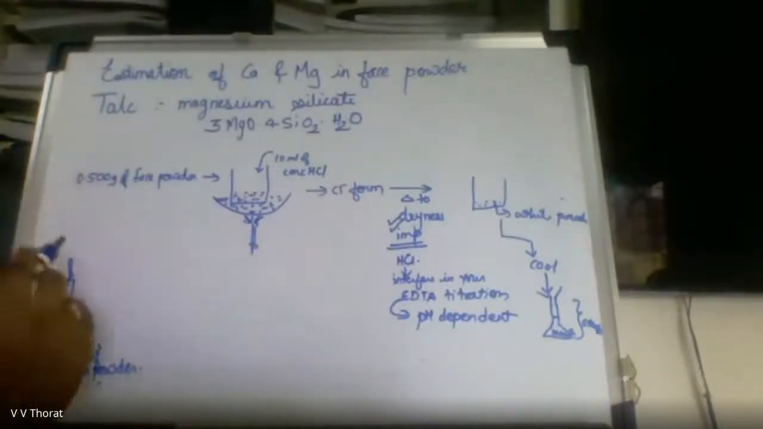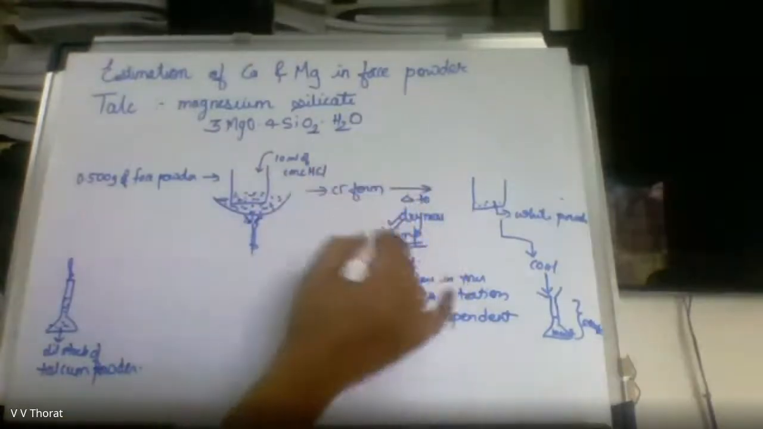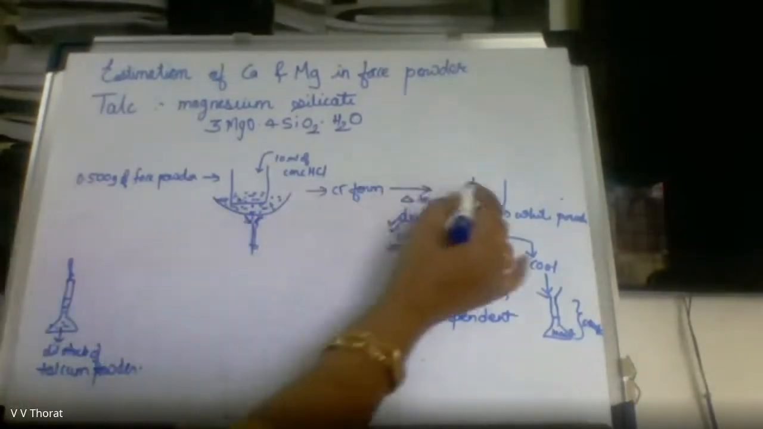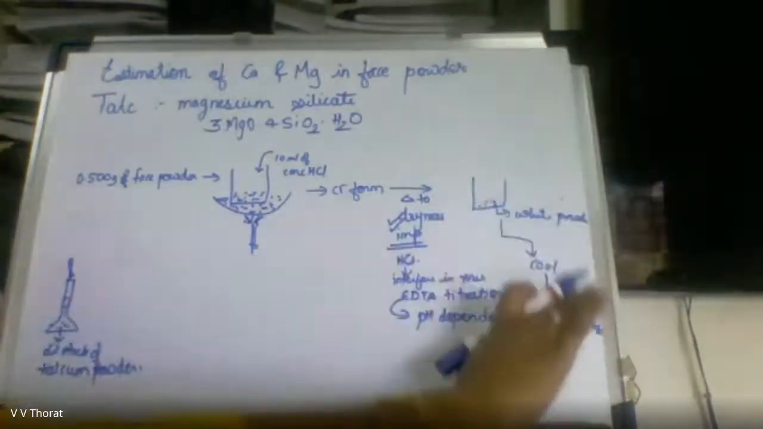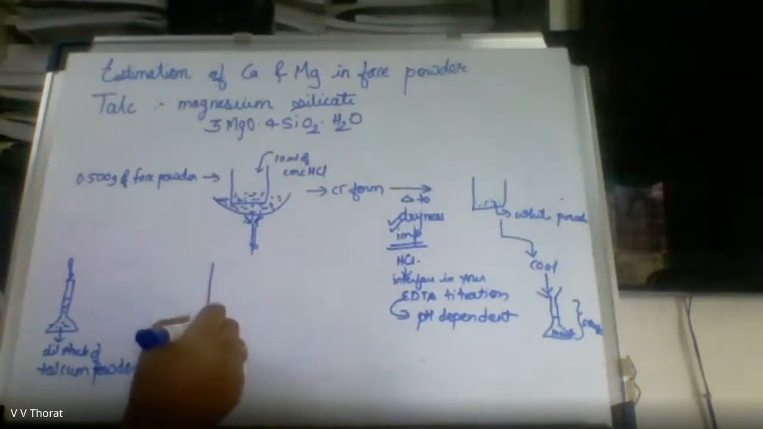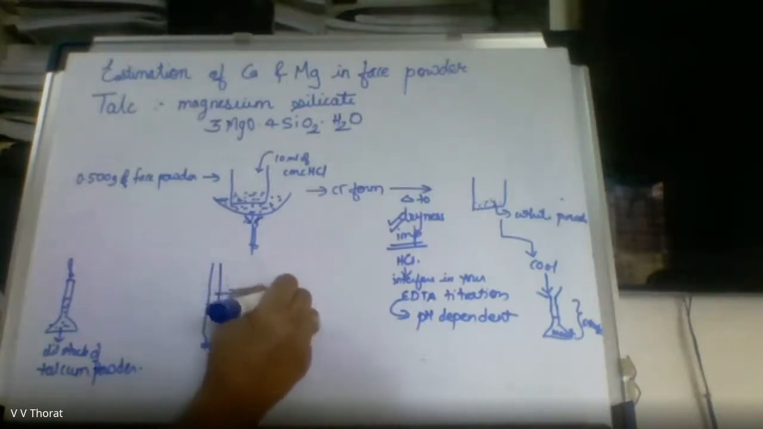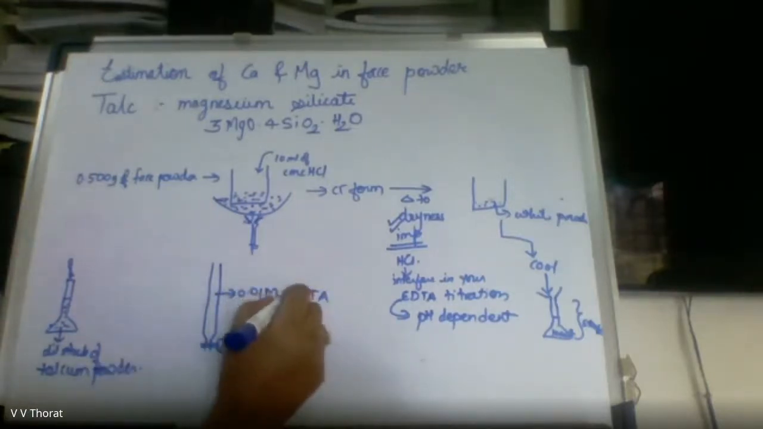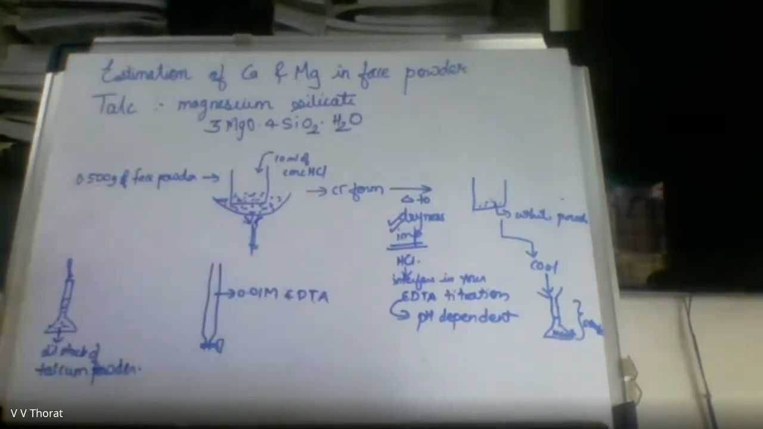Paste powder 0.5 gram, add HCl, evaporate to dryness. Dryness is very, very important, because if HCl is there, it will interfere in the analysis. Then sir got a white powder and sir has kept it for cooling. Meanwhile, you will fill the burette with 0.01 molar EDTA. What is EDTA? EDTA is ethylene diamine tetraacetic acid, which you will learn in theory.